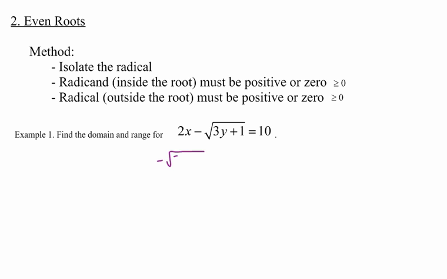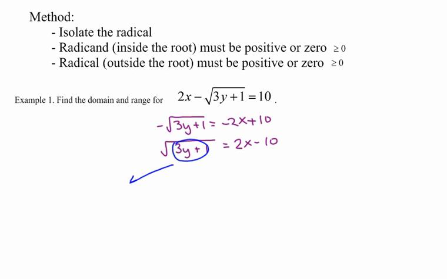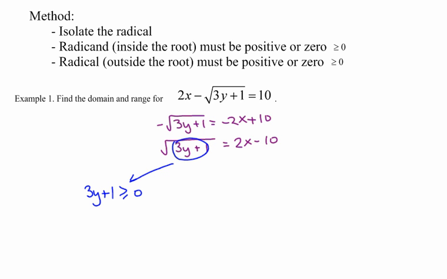First step, subtract 2x, then divide by -1. So it becomes root 3y plus 1 equals 2x minus 10. Okay, so there's the radicand and then the radical. So the radicand, what do we know about the inside of a radical? It has to be greater than or equal to 0, because you can't take the square root of a negative. So 3y plus 1 has to be greater than or equal to 0. So y is greater than or equal to -1 over 3.